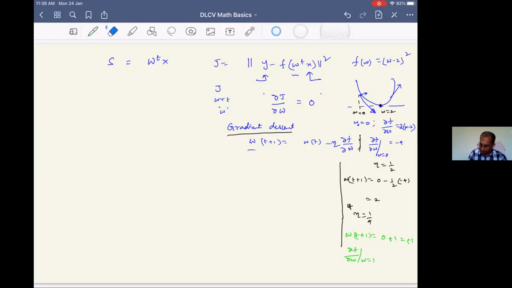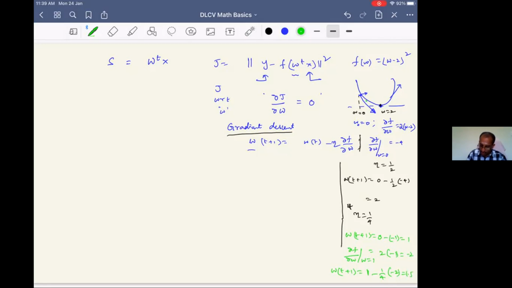What is the value of ∂F/∂W? You can substitute here, right? So 2 into minus 1, which is equal to minus 2. So essentially, again, now you can apply gradient descent. Previously, we were at 1 minus 1/4 into minus 2, which is equal to 1.5. Okay, so you have moved towards the minima.